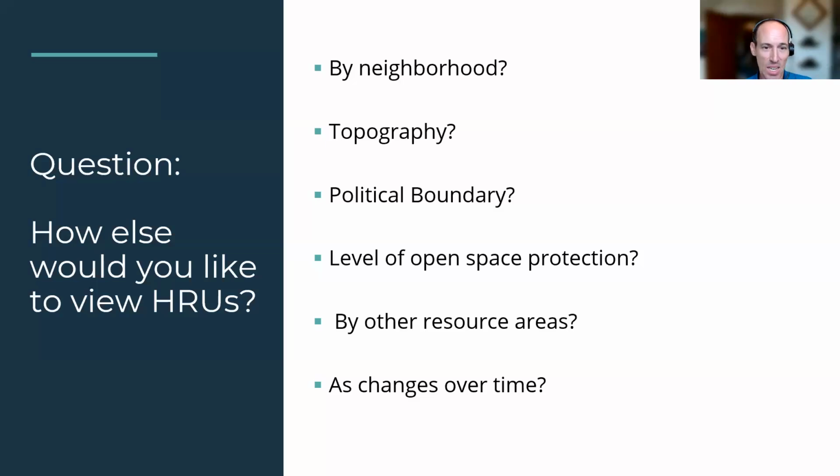Do you want to look at it by neighborhood? Does topography matter where you are? Do you want to look at political boundaries? Do you want to look at open space? Are you looking for low runoff areas that maybe don't have permanent protection? Is this a way that you can prioritize land acquisition and protection?